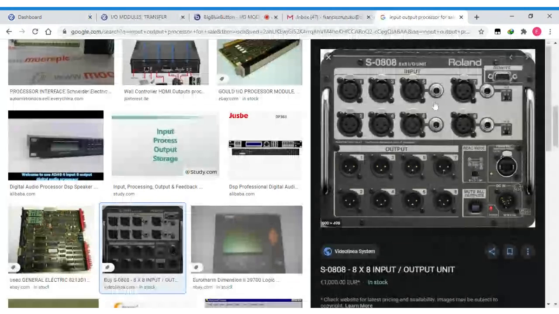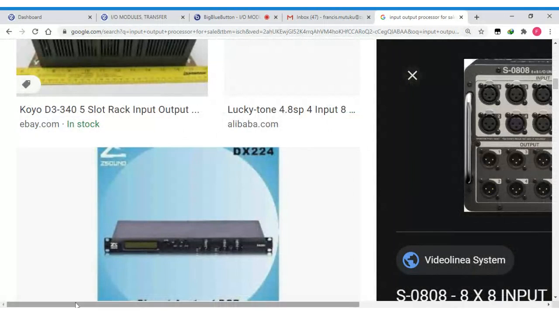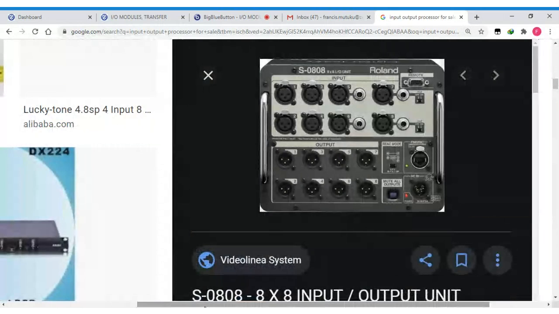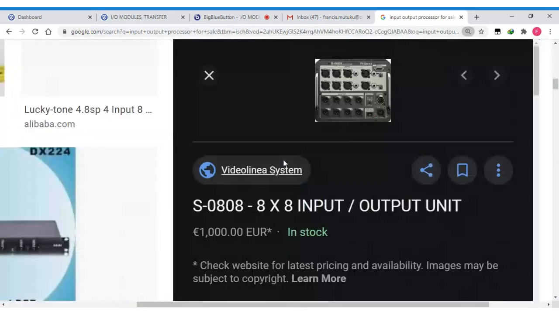Like this one here, this is basically to receive input from mics. Let me maximize. So this receives input from mics, and a mic is an input device, and the sound goes probably to a recorder. So why do we call it a processor? Because if you open it, you'll find IC chips. Yeah, so basically, these are input output processors.